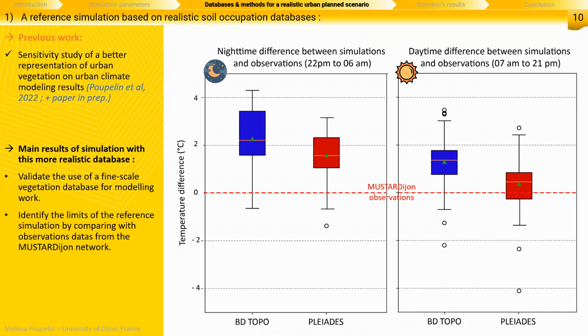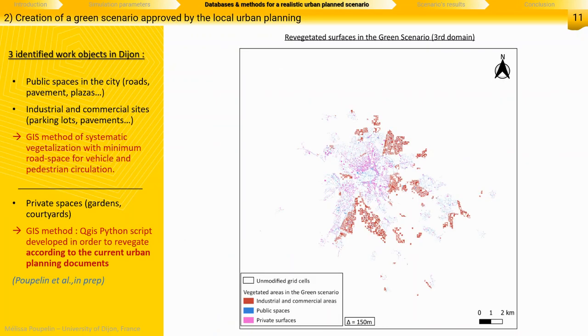So we have these reference simulations that are closer to reality, and now we know where the simulation is good or not. In the second part, we are going to compare a green scenario to this simulation. For that, we need to create a vegetation scenario at a fine scale with the urban planning. To do this, we identified three axes that could be vegetalized.